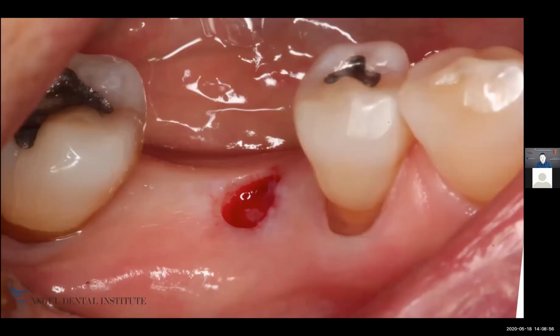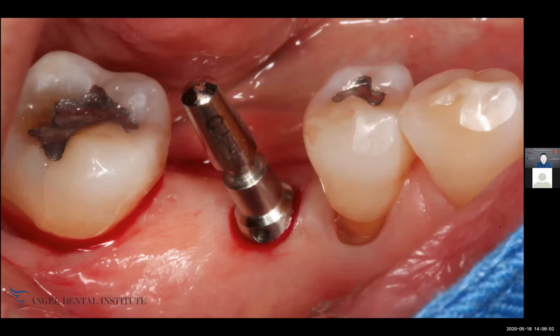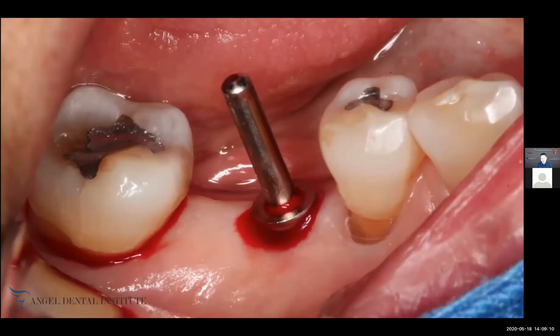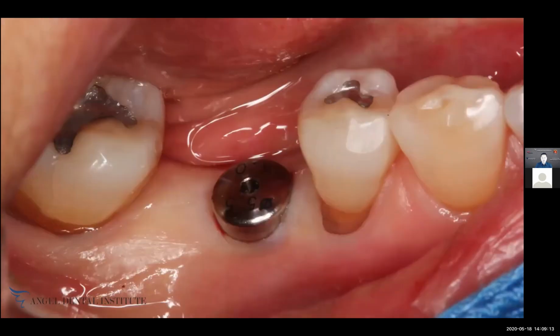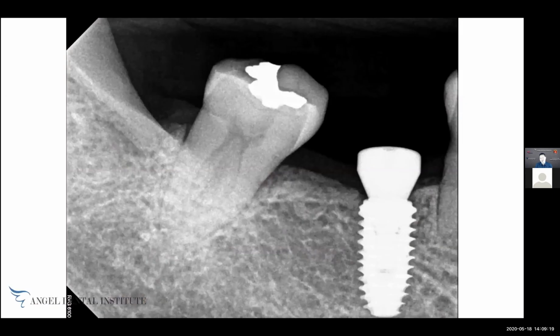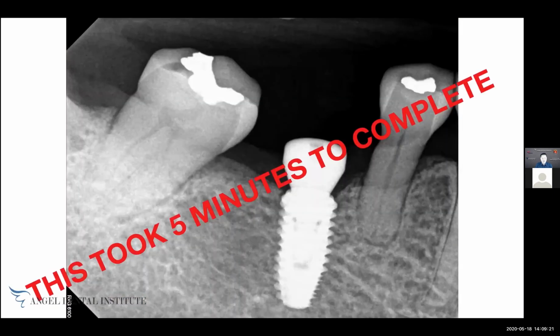So I just do an infiltration and then a simple tissue punch, and I go through the osteotomy. This is a parallel pin just to see the position. After I do the next drill, I flip over the parallel pin to still see how it's going. And this is the healing abutment after the placement of the implant. This is the final radiograph. This took literally 5 minutes for me to complete.